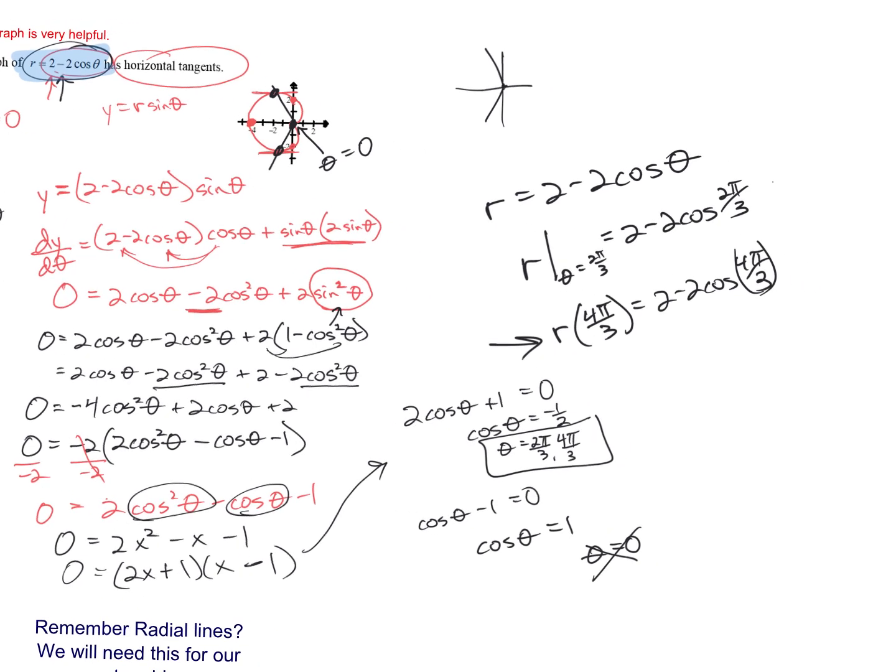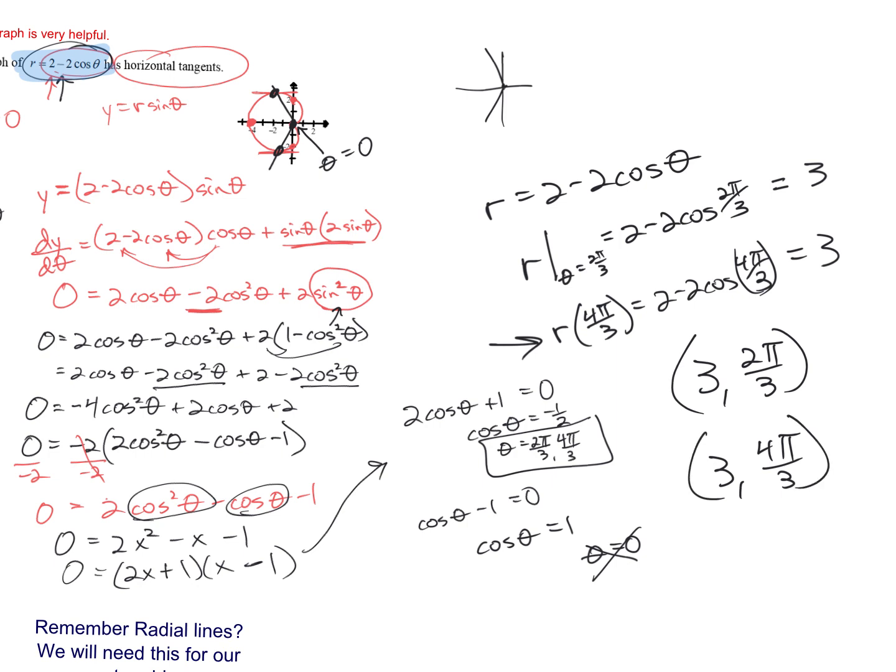Okay, so you just simplify each one of those, and don't we get 3 on each one of these? Because cosine of 2 pi thirds is negative 1/2, and then times negative 2 makes it positive 1. So, yeah, same thing happens on this one. So our points are the point 3, 2 pi thirds and 3, 4 pi thirds. Which, when you look back at the picture, that looks about right.